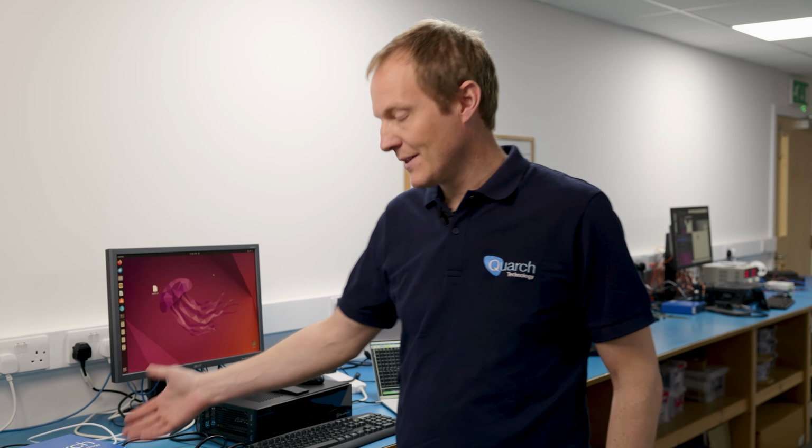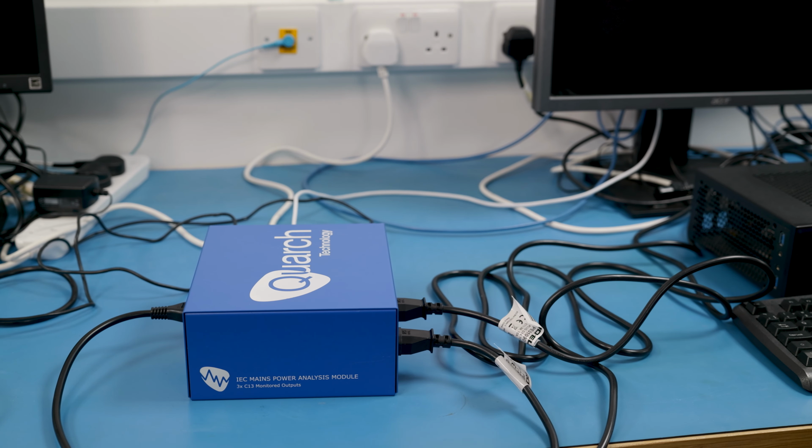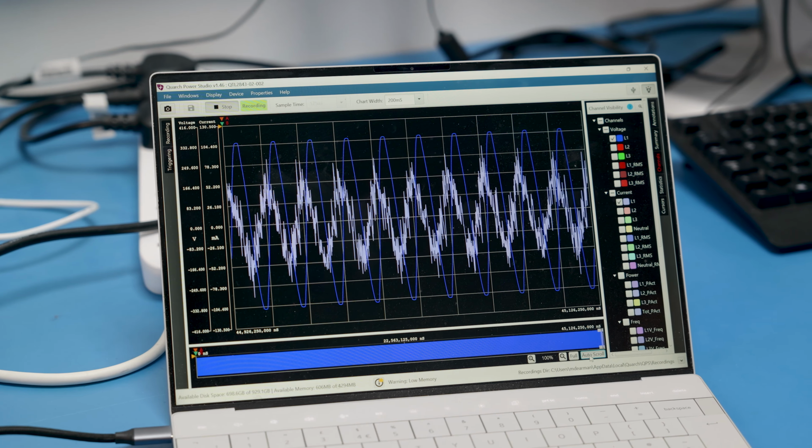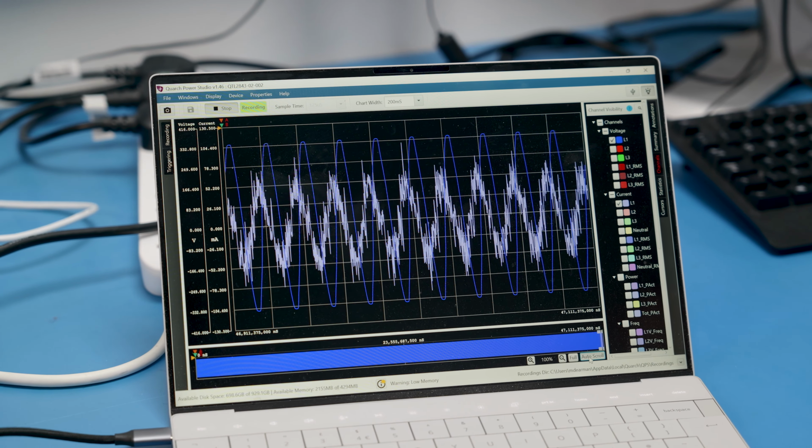We've set up this example with a PC, but this could be any device. So this could be a phone charger, it could be a domestic EV charger, it could be a dishwasher. It doesn't really matter. What's important is that we can capture it very safely. There's no clamps and probes, no bare wires, and we can record a lot of data and use that for automation and analysis.